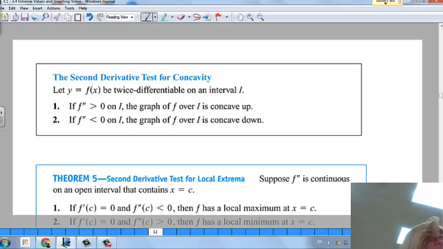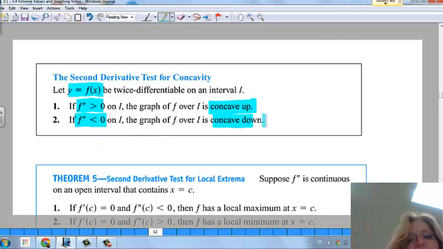Okay, I'm going to show you the second derivative test. It's very interesting, but I usually stick with the first derivative test, and I use that all the time. But basically, if you have y equals f of x, and it's twice differentiable on the interval I, if f double prime is greater than 0, then it's concave up. If f double prime is less than 0, then it's concave down. Okay?